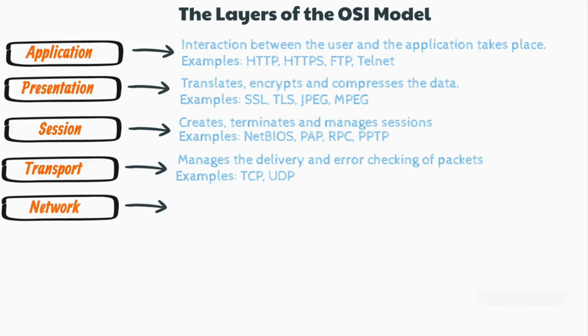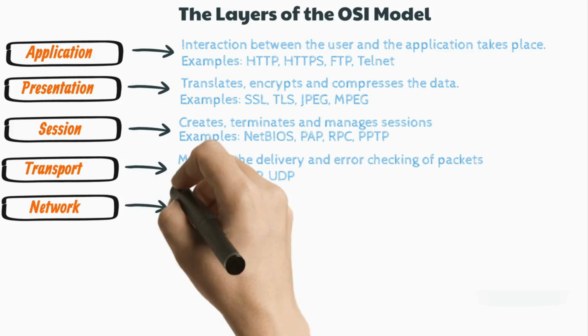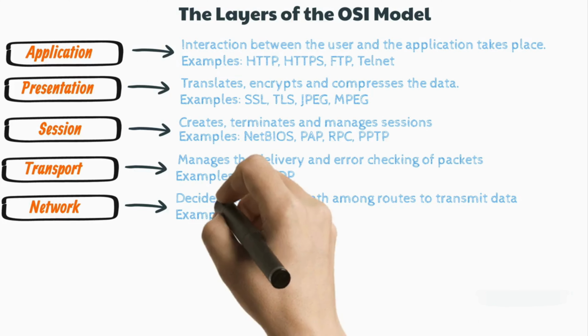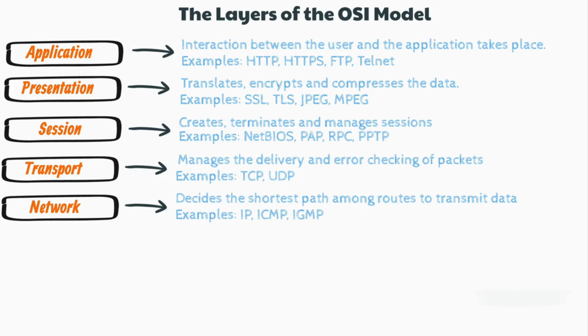5. Network layer, Layer 3. Function. The network layer manages data routing and logical addressing. It determines the best path for data transfer and handles packet forwarding, including routing through intermediate routers. Examples: IP, Internet Protocol; ICMP, Internet Control Message Protocol; IGMP, Internet Group Management Protocol.